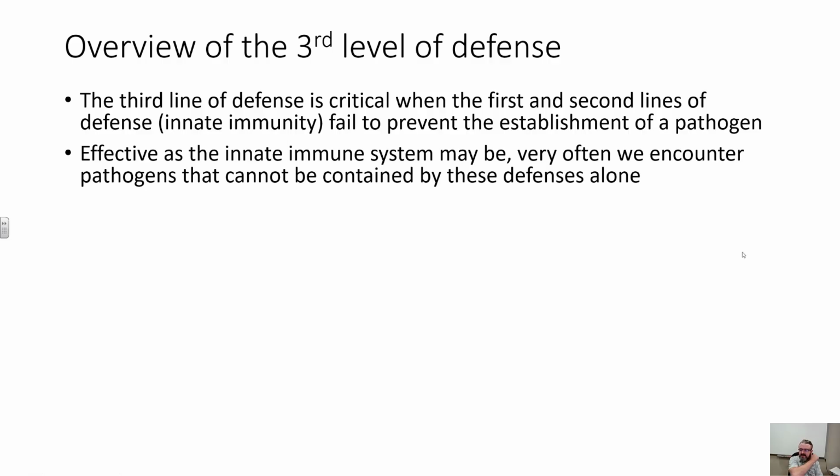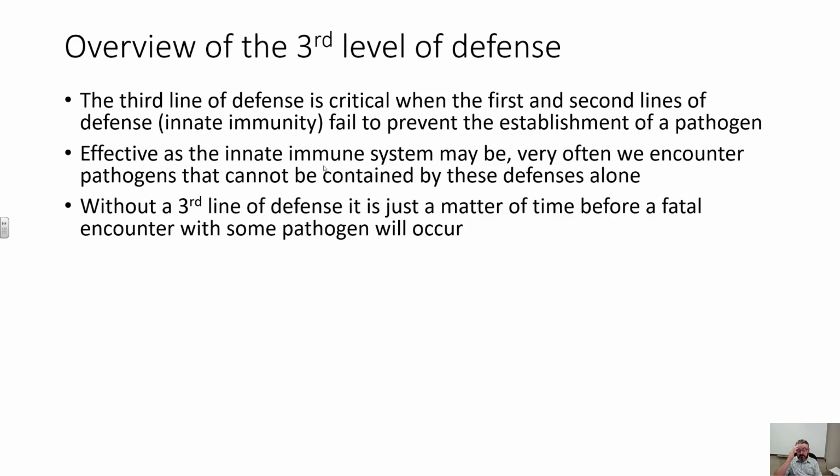So, the third line of defense is one of the more important aspects of your overall immune function. And where this becomes critical, as it says here, is when the first and second lines fail to prevent a pathogen from establishing in the body, meaning that the pathogen has come in, the immune system in the innate stage has failed to remove it, and now the pathogen is proliferating and potentially spreading throughout the body. So while the innate immune system is very often effective, this third line is necessary when the second line fails.